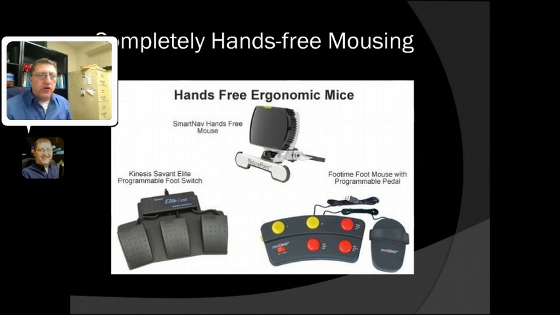You mount it on your computer or you mount it on your head, and it follows how you look, and you simply activate that way. Now, I'm not sure exactly how you click. Maybe you have to speak. Not sure.